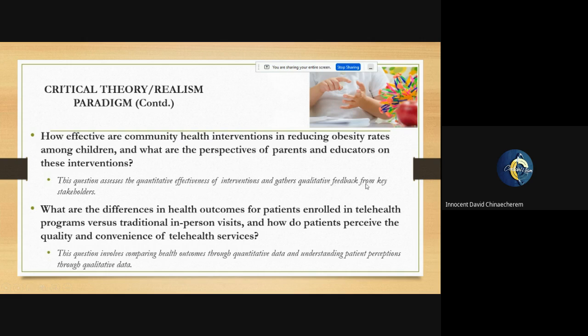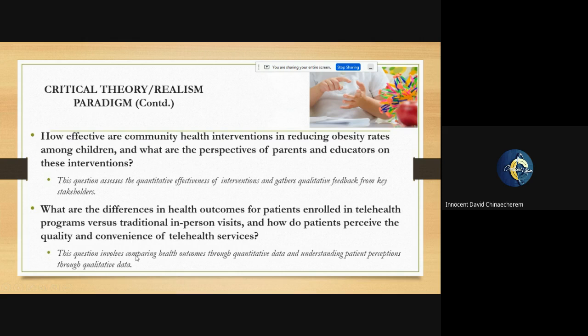Quantitative studies and also qualitative feedback from the stakeholder perspective here. Also, in addition, we have: what are the differences in health outcome for patients enrolled in a telehealth program versus traditional inpatient visit, and how do patients perceive the quality of care? This is the same thing. Differences is more on relationship, right? So it's comparing health outcomes. For you to compare health outcomes, you need what? Quantitative data, right? And also understanding patient perspective. So beautifully, that is it.